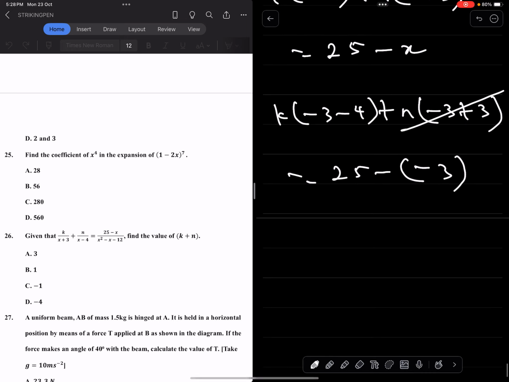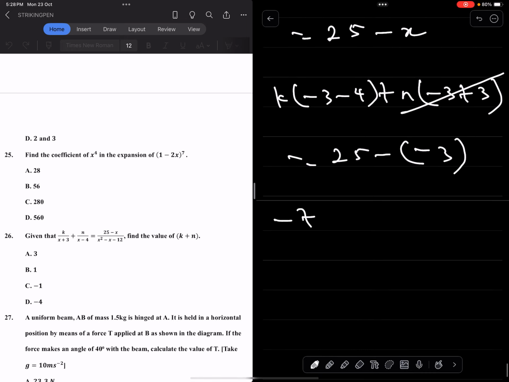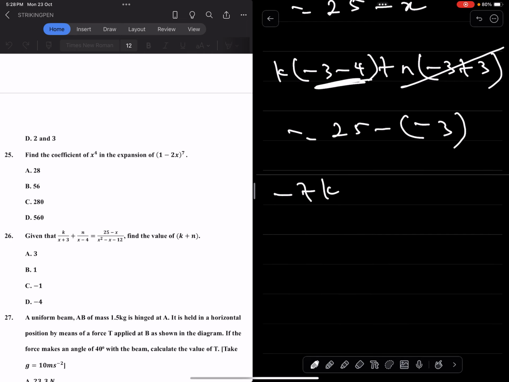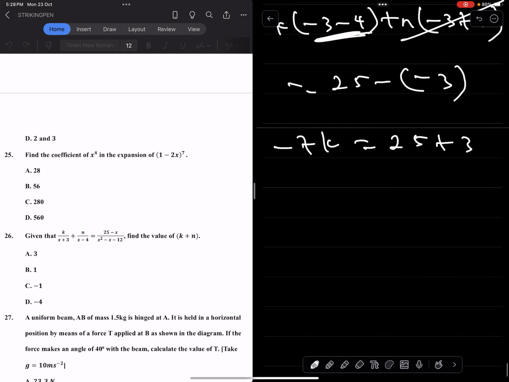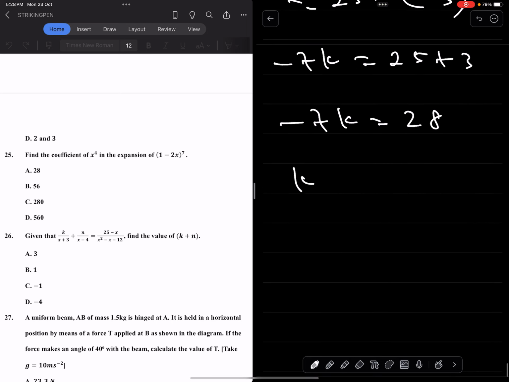And that means this will be 0, and I'll be left with minus 7k. Minus 3 minus 4 is minus 7, times k is minus 7k. Of course, this is a plus, don't be confused. Equals 25 plus 3, which simply means minus 7k equals 28. And that simply means when you divide both sides by minus 7, k will be equal to minus 4.